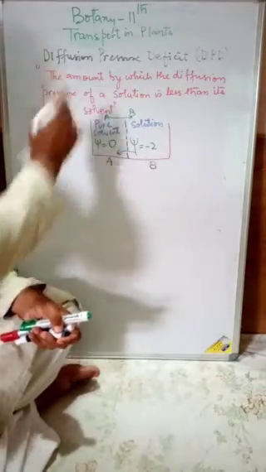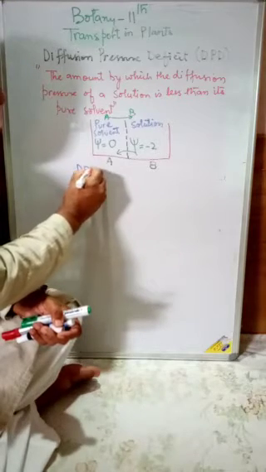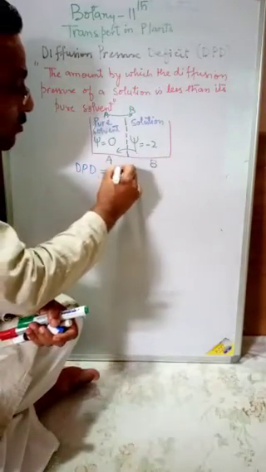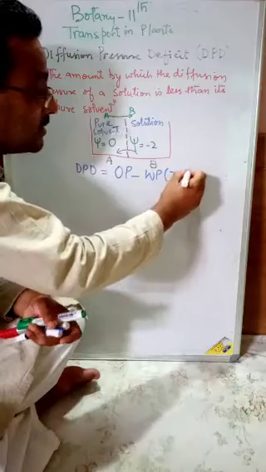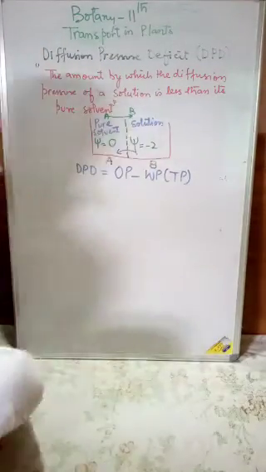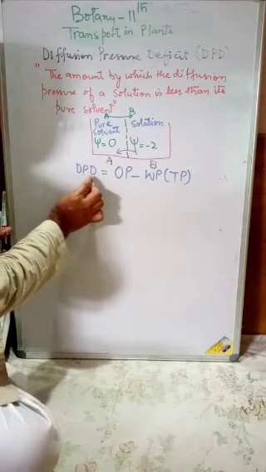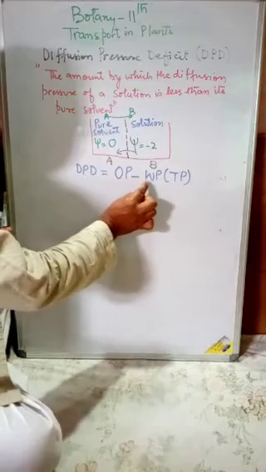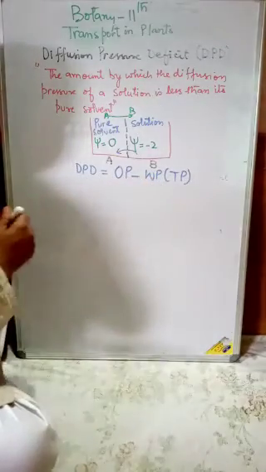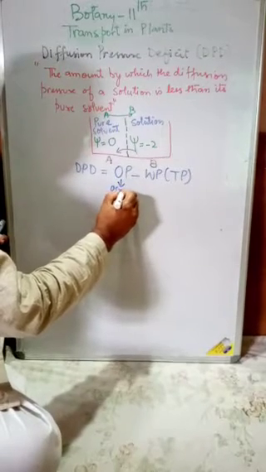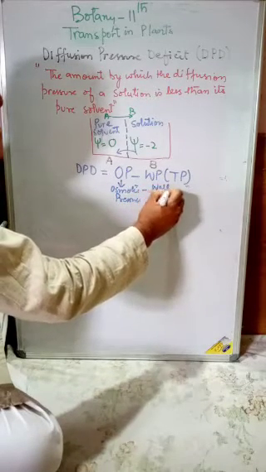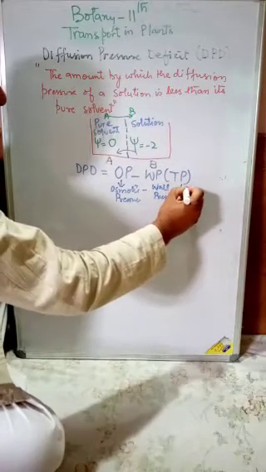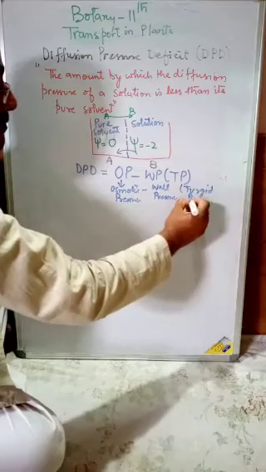Now what we call the diffusion pressure deficit, if we show it through an equation, it is equal to OP, osmotic pressure, minus wall pressure, which is also called turgid pressure. So now we have an equation: DPD, diffusion pressure deficit, is equal to osmotic pressure minus what we call the wall pressure. This is osmotic pressure and this is wall pressure and this is turgid pressure.